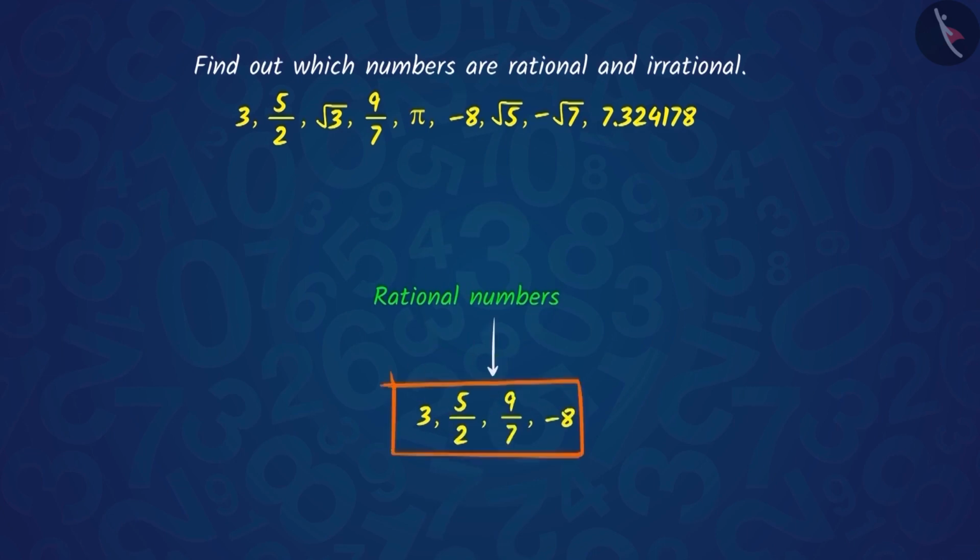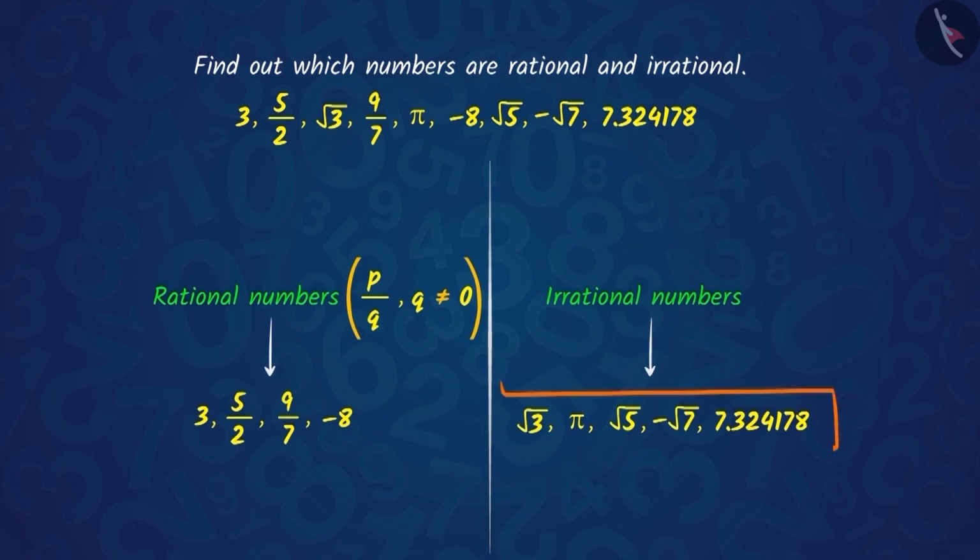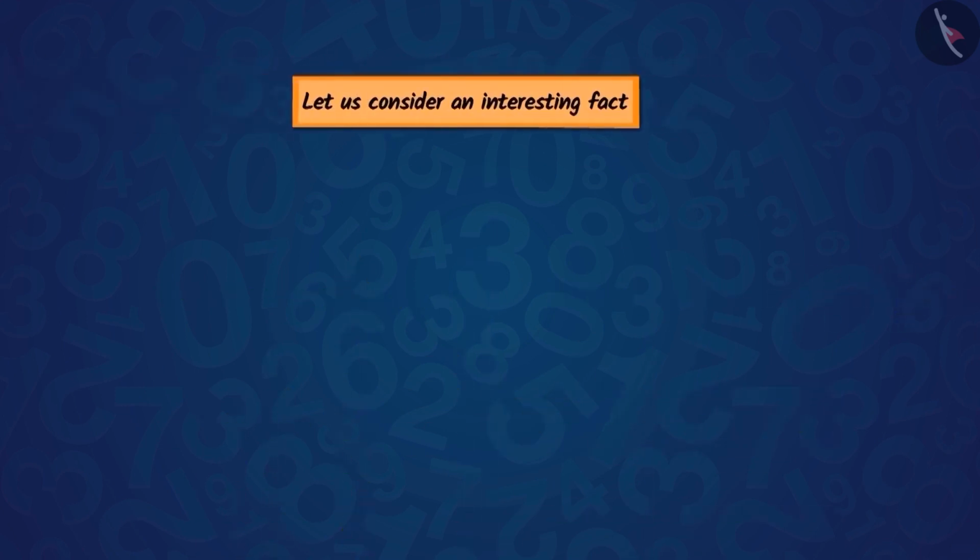Well done! The numbers in the first column are rational because they can be written as p over q. And the numbers in the second column are irrational because they cannot be written as p over q. Let us consider an interesting fact.